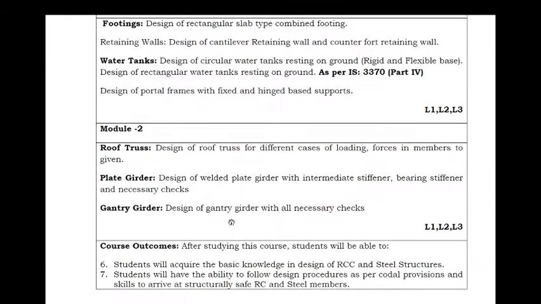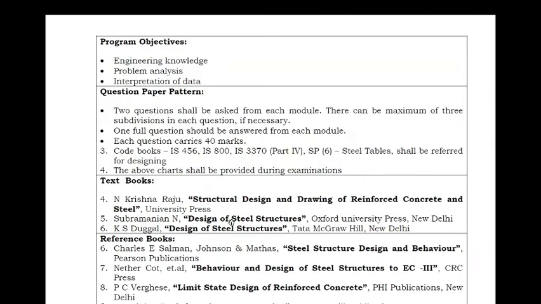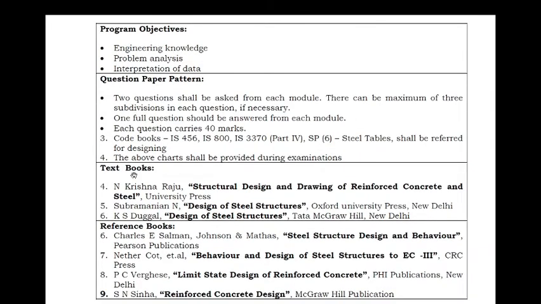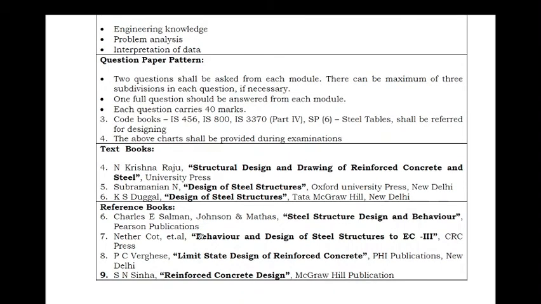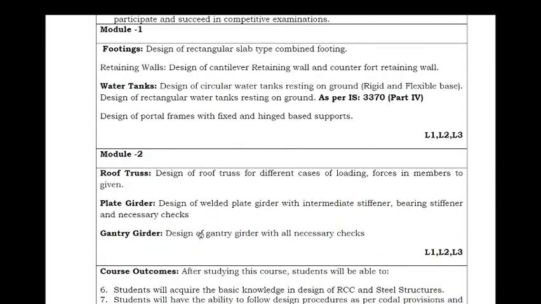The textbooks you can refer to are N. Krishnaraju, Structural Design and Drawing of Reinforced Concrete and Steel, University Press; then Subramanian, Design of Steel Structures; and S.K. Duggal. You can refer to any of those. These are the reference books you can use. So this is how your subject is.